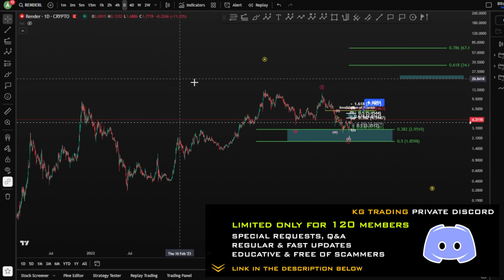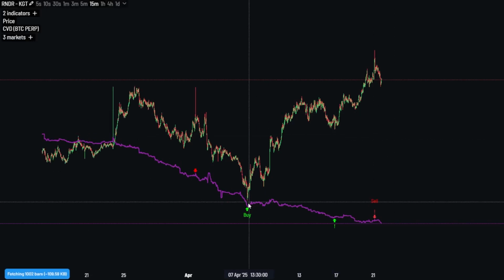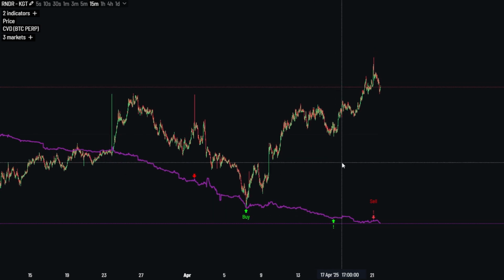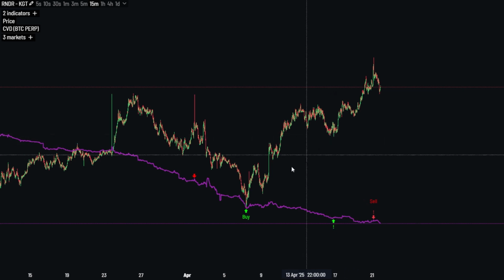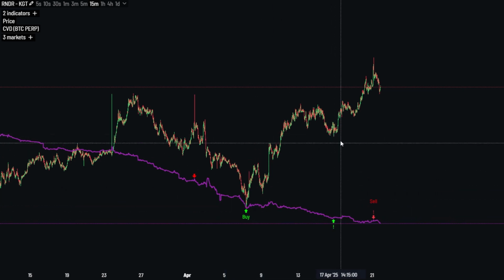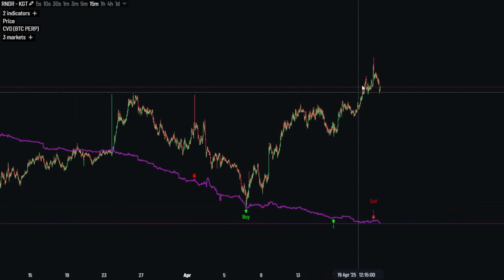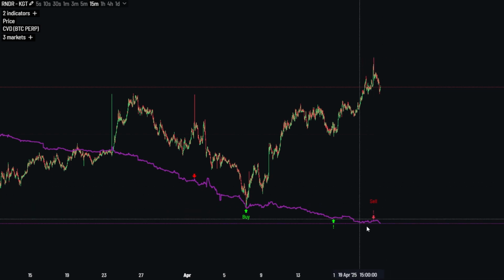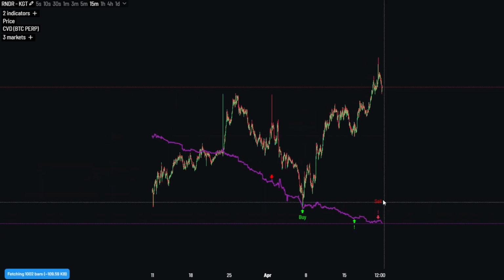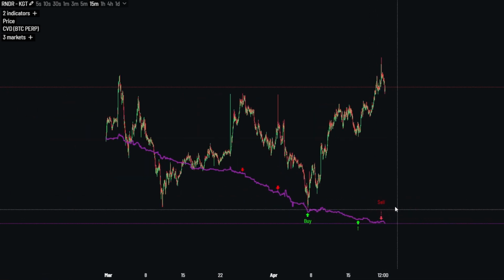Now, if we take a look as well at KGT for Render, as we can see, we have a very clear divergence here with the bullish signals, and therefore we saw these waves unfolding, starting from this divergence here with this confluence of the bullish signal. We saw this wave 5 finishing this impulse, currently getting a sell signal on the 15-minute chart, which is very, very important.